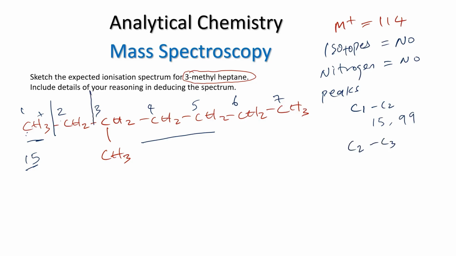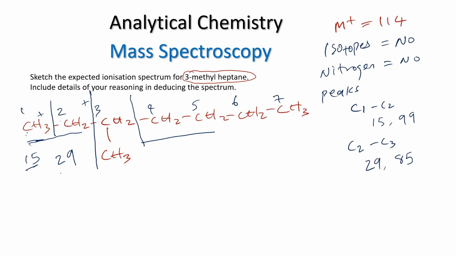If this bond is broken, on the left hand side we're going to have an ethyl carbocation, and the value of the ethyl carbocation here is 29. So if you have 29 on the left hand side, then on the right hand side we are going to have 114 minus 29, that will be 85. So you're going to have a peak at 29 and a peak at 85.